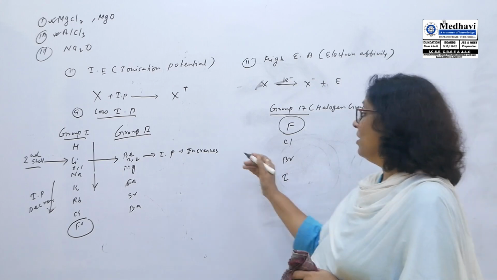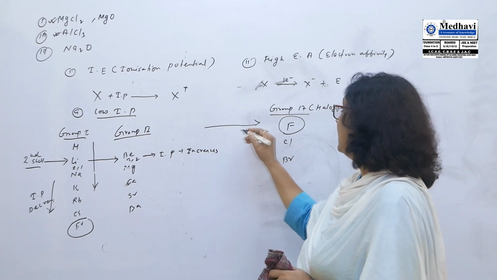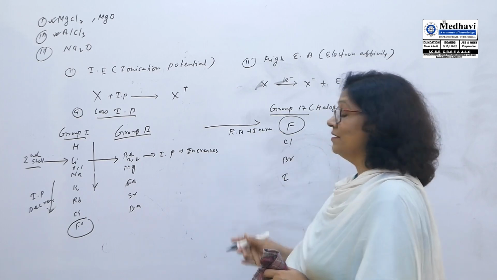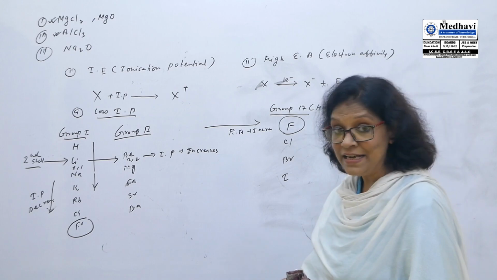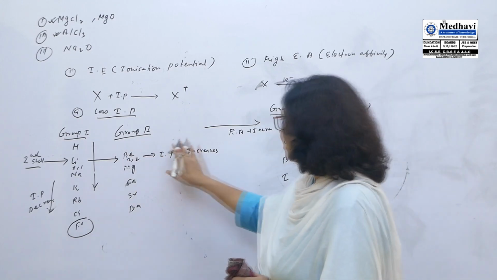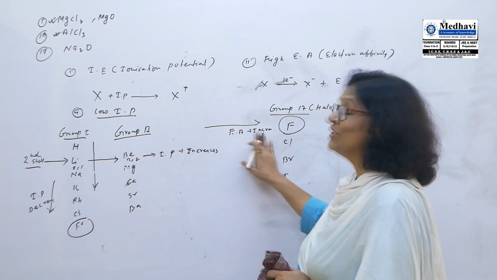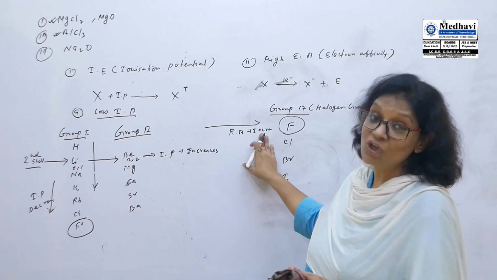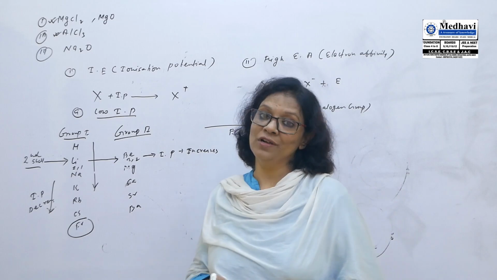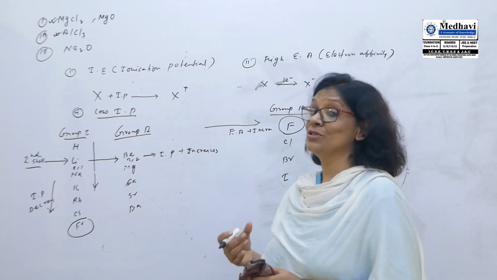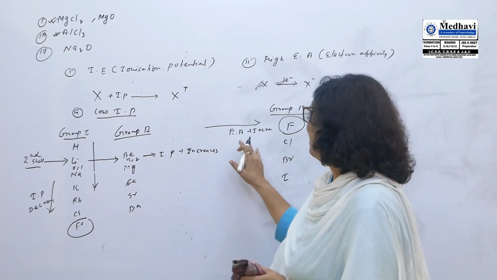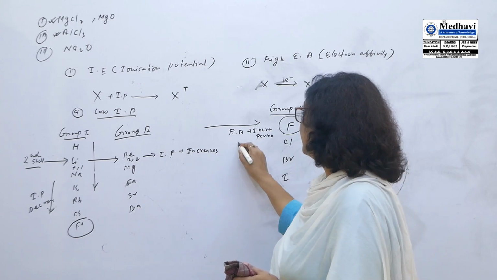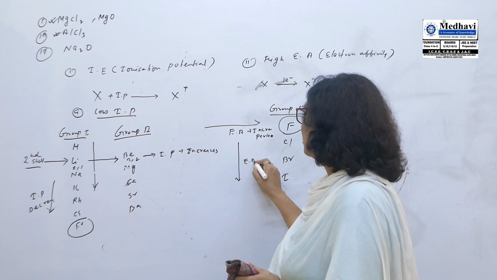So we can say that across the period, electron affinity increases. More and more electrons can be easily added because across the period, size decreases. So when we add electrons, they are strongly pulled by the nucleus, and a strong bond formation takes place. That's why electron affinity increases in the period and decreases along the group.